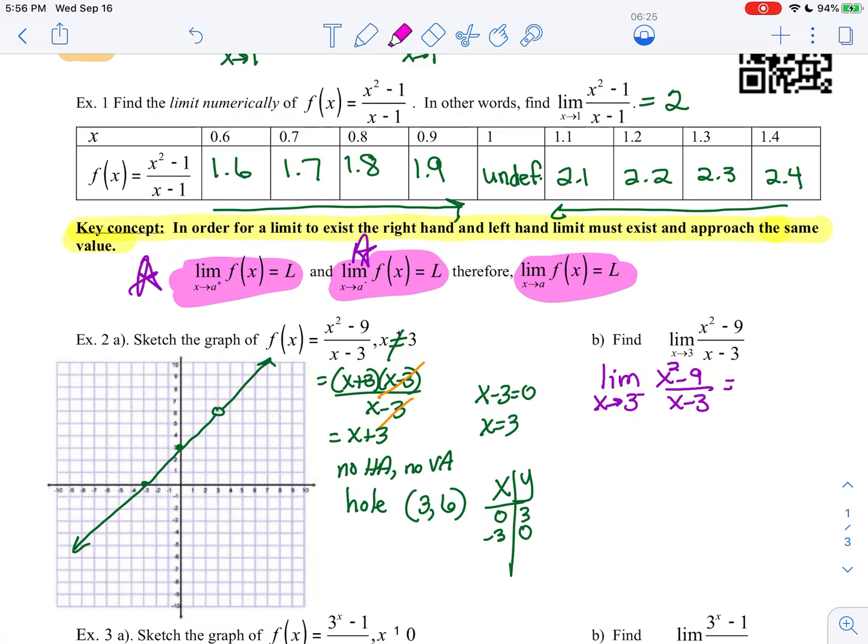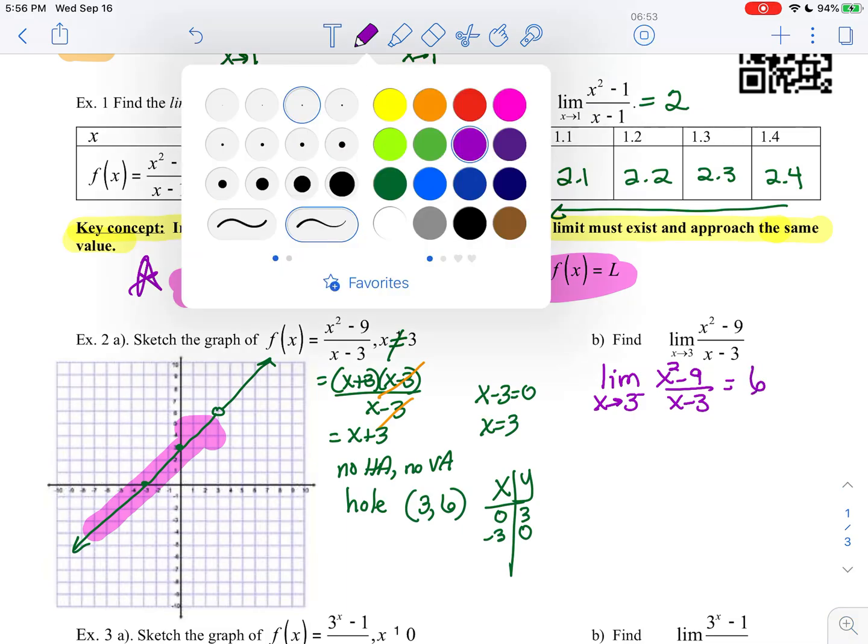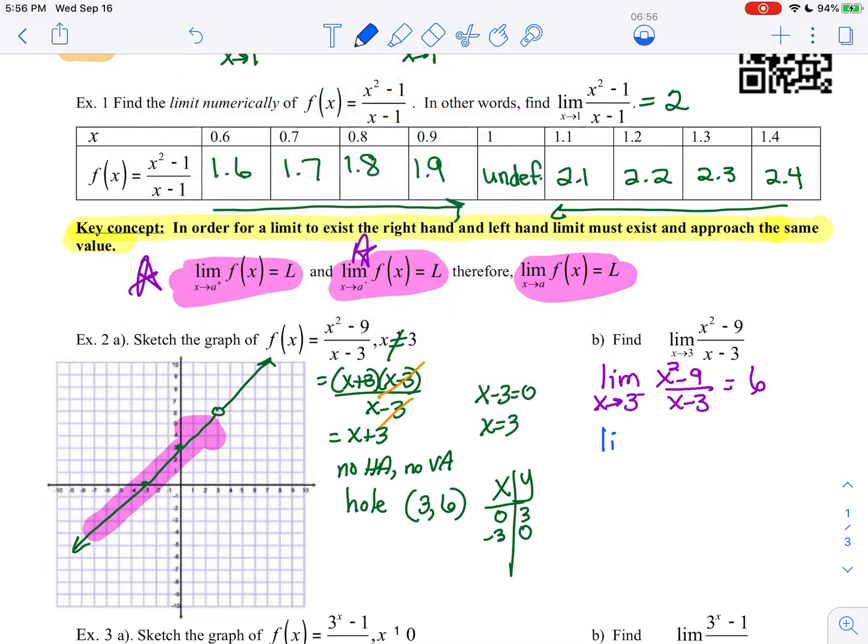Now watch this. I'm coming in from the left. I want to know what is the intended height of the function as I get closer and closer to 3 without touching it. So that's like 2.9, 2.99, 2.999999999. And look, the intended height is 6. All right, then let's look at the right-hand limit.